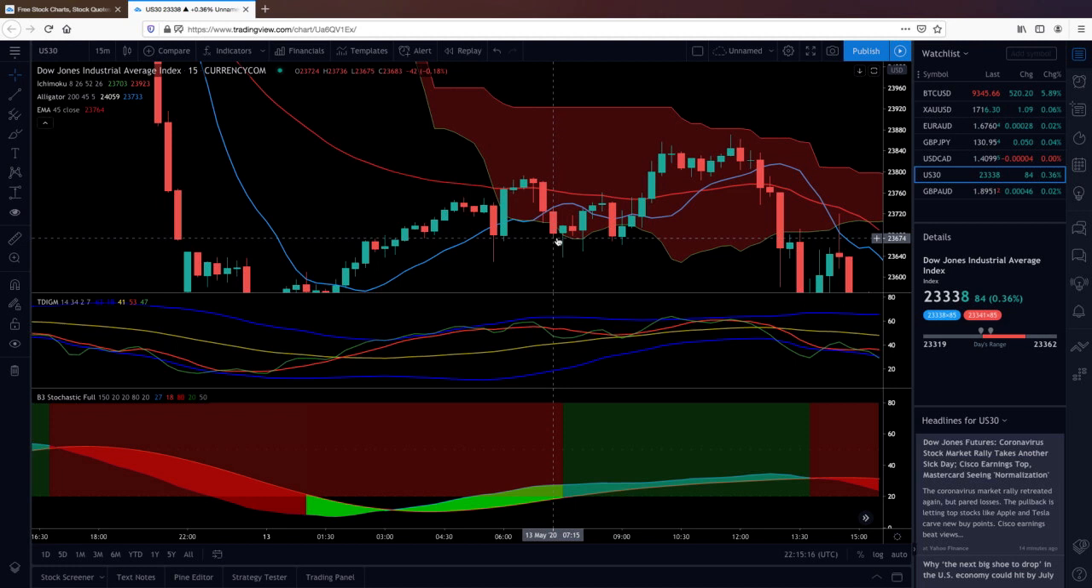Now look. Remember what I told y'all. The moment this turned green, this is your best friend for long. So when you see this stochastic turn green, this is your best friend. You can go long. All you need is for price to break above the blue line, and you're fine. Look where it's at now.